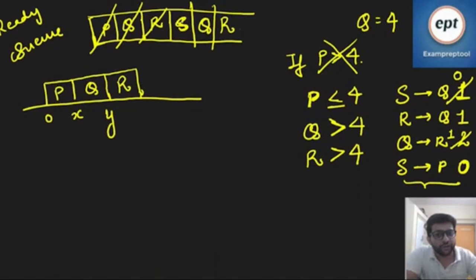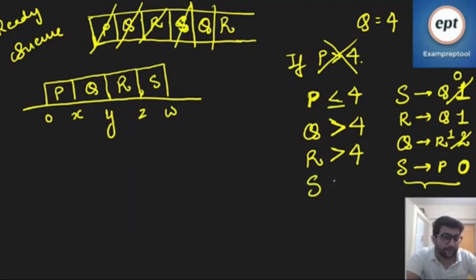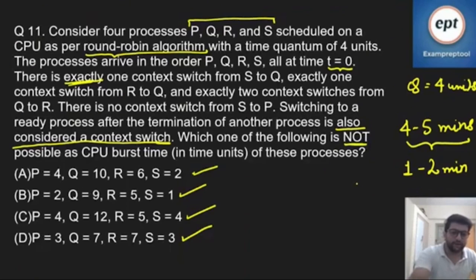So the next process to be scheduled is the process S. However, we know that there are no context switches from R to S. Hence, we can say that this process S will not be added to this ready queue again. So the process executes first and then it will not be added to the ready queue again. This means that the burst time of the process S should be less than or equal to 4, right? So let's try to eliminate the options again. We can see that all the options have the burst time of S less than or equal to 4.